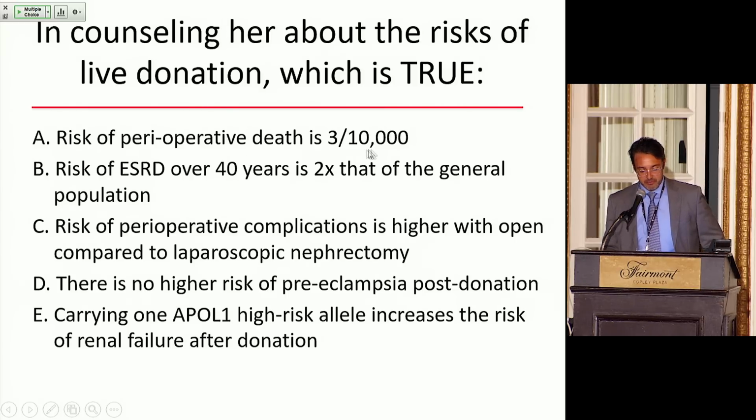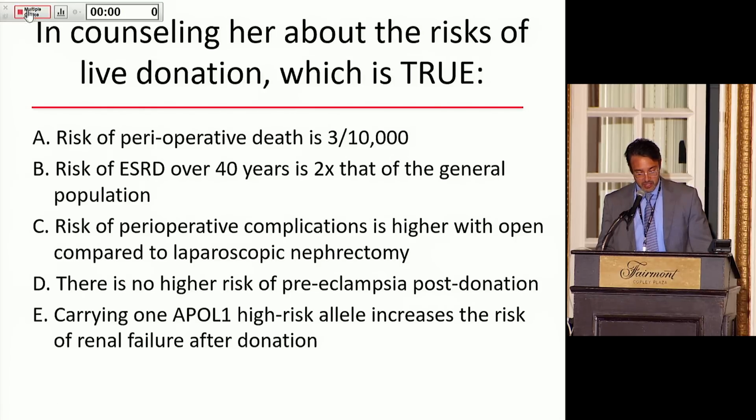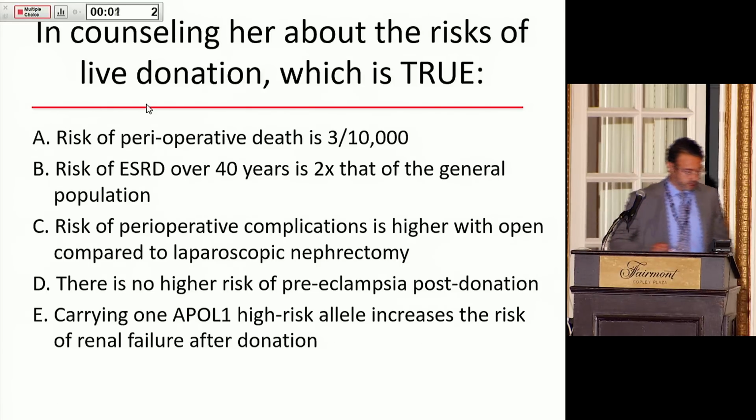The risk of peri-op death is 3 in 10,000. The risk of end-stage renal disease over 40 years is twice that of the general population. The risk of peri-op complications is higher with open compared to laparoscopic nephrectomy. There's no higher risk of preeclampsia post-donation. And carrying one APOL1 risk allele increases the risk of renal failure after donation. I'll give you 20 seconds.